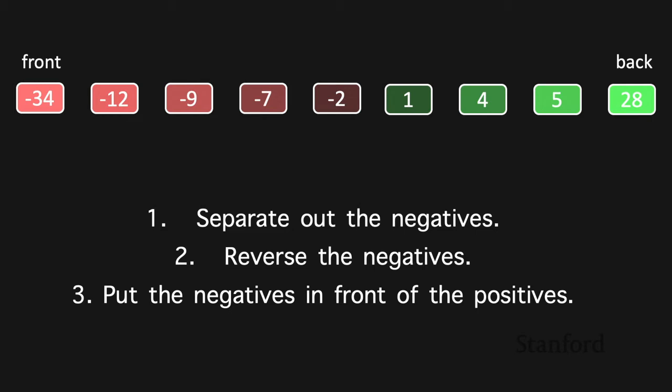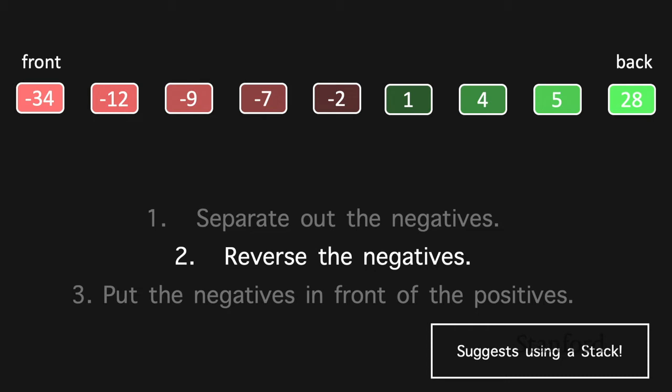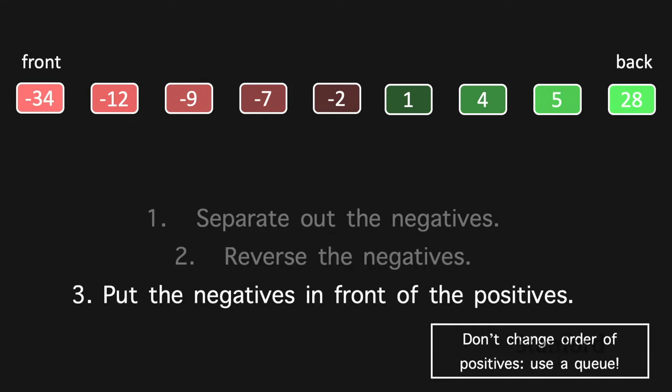Given this, why might we use stacks and queues? Last in, first out. Yeah, exactly. Because stacks are last in, first out, that gives you an easy way to reverse something. If you need to reverse something, just add them all into a stack, and then when you pop them out, it comes back in reverse order. So that suggests why in this problem you might want to use a stack. And for the positives, because we don't actually change the order of the positives, that suggests that we use a queue for the positives. Does that make sense?